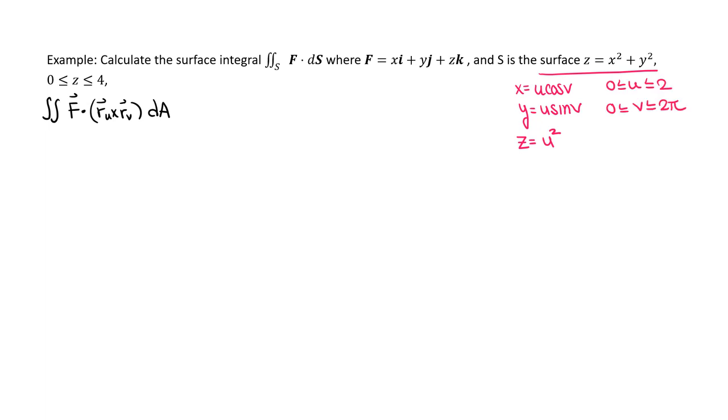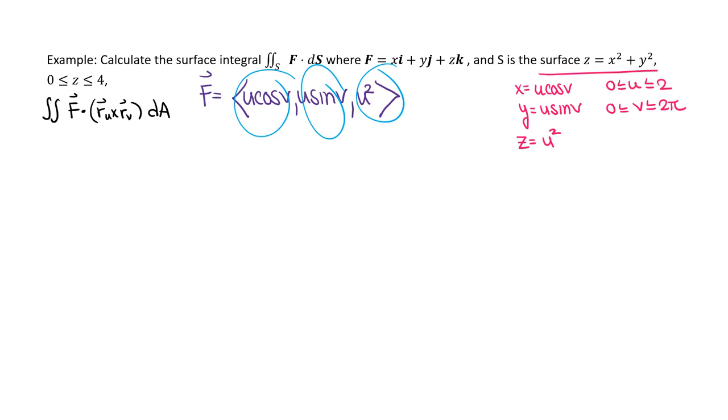The advantage of this set of parameters is now I know that my u's have to be between 0 and 2. That's because z equals u squared, and they told me z is between 0 and 4. So if u squared is between 0 and 4, u would be between 0 and 2, and the v's would go from 0 to 2 pi. So once you have your parametric equations, then we can rewrite our vector field in terms of u and v. My vector field was just x, y, z, so I just plugged in my parametric equations for x, y, and z. So now I have my vector field written in terms of u and v.